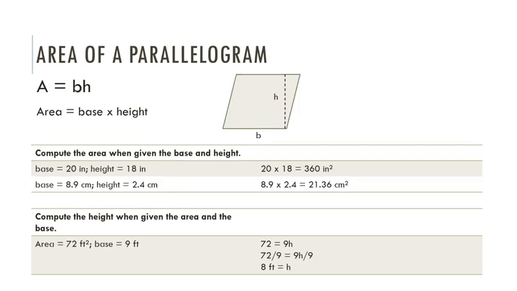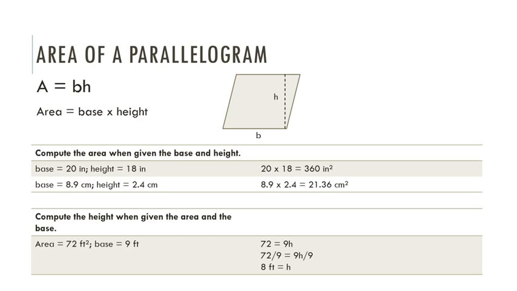Area of a parallelogram is similar to area of a rectangle. What's different is how we're labeling the sides. Instead of labeling this as the length and the width, we're going to have the base and the height. Okay, so when we compute the area, we're just going to plug in the numbers that are given, and we're just going to multiply.